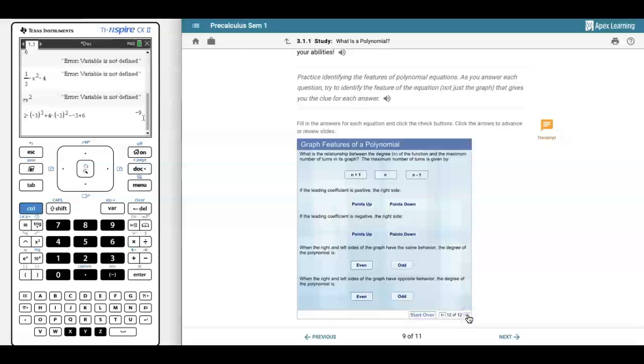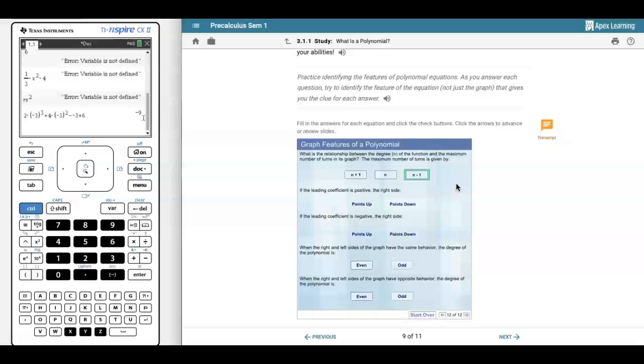All right, so here's where the patterns come into play. The relationship between the degree of the function and the maximum number of turns in the graph. The maximum number of turns was based on the degree minus 1, right? So when we had a 6th degree, we could have a potential of 5 turns. Or when we had an x squared, to the 2nd power, we could have a maximum of 1 turn.